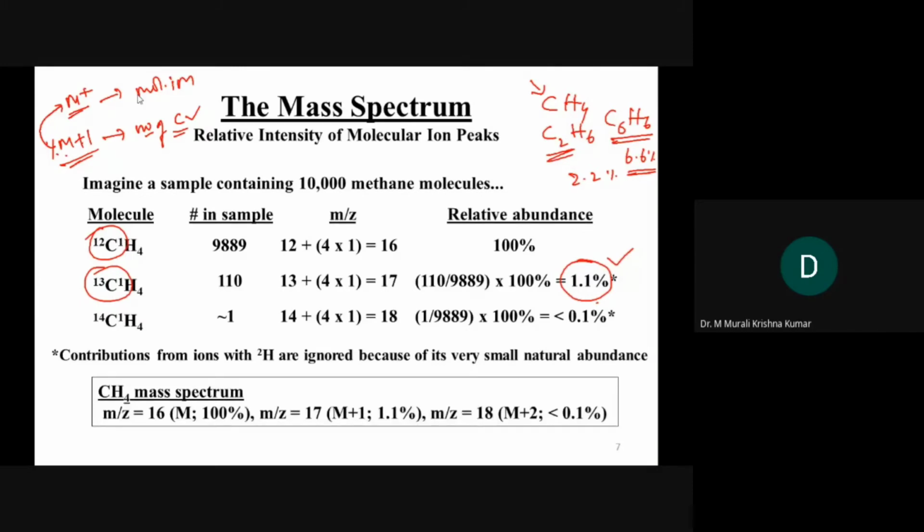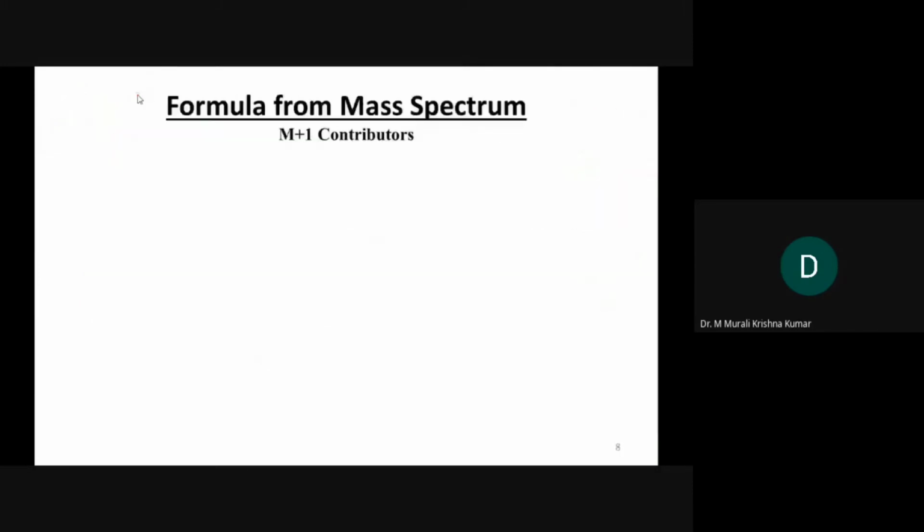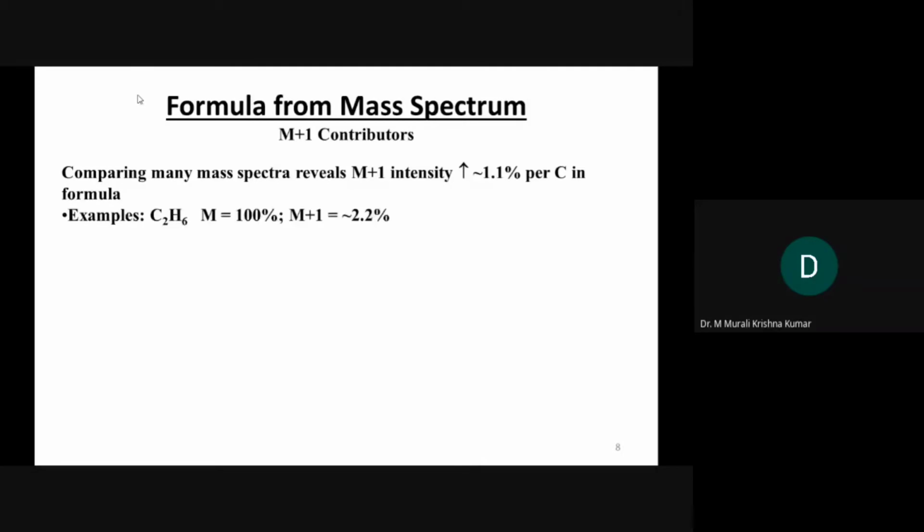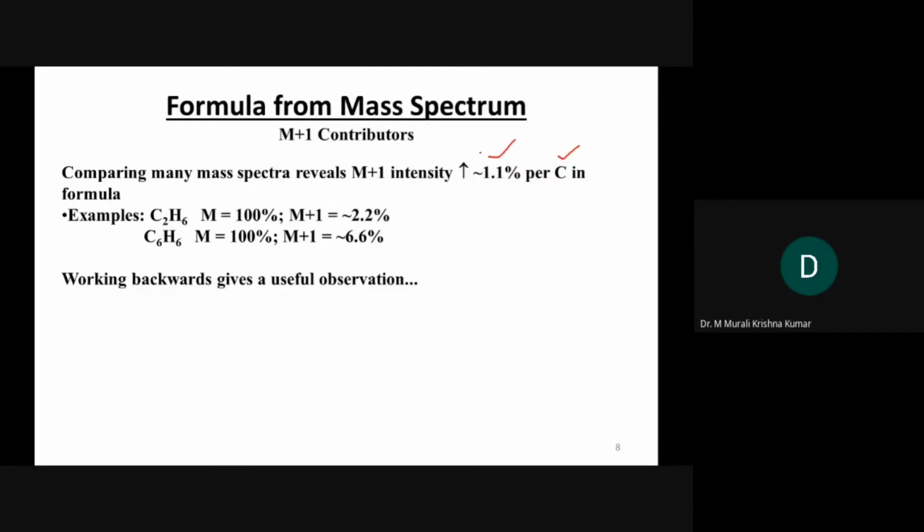So we'll do a few problems so that you will get more clarity. M plus 1 contributors, just now we have seen, in case of carbon, we have definitely the contribution towards M plus 1. So whenever we have carbon in the compound, for every one carbon that is present in the molecular formula, M plus 1 percentage relative abundance will go up by 1.1%. So when we have 2 carbons, it will become 2.2%. When we have 6 carbons, it will become 6.6%. So that is very, very important.